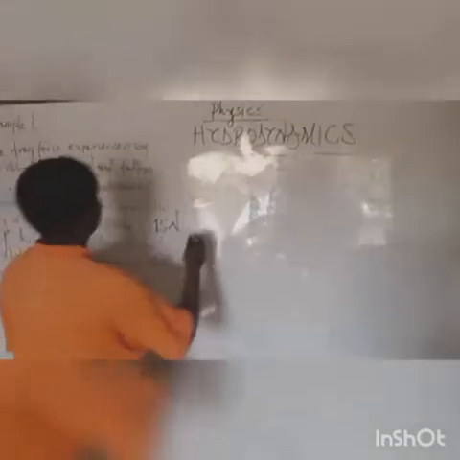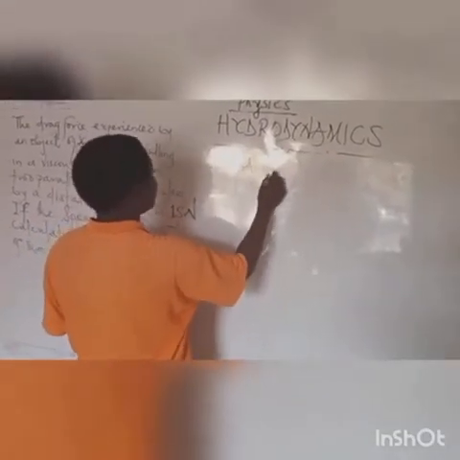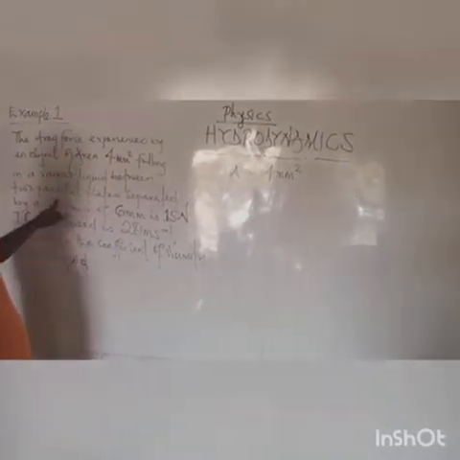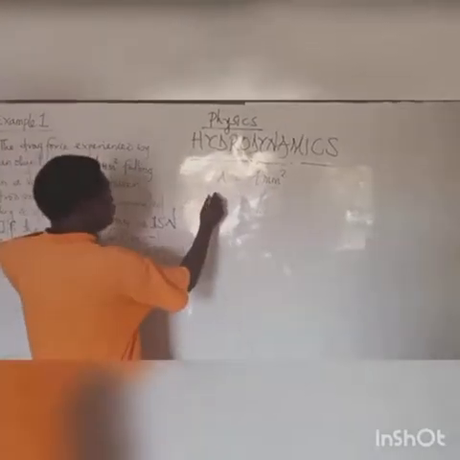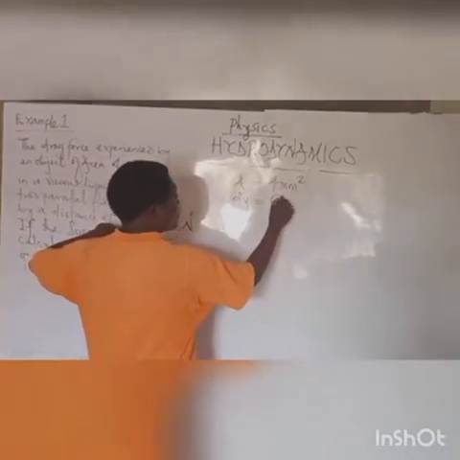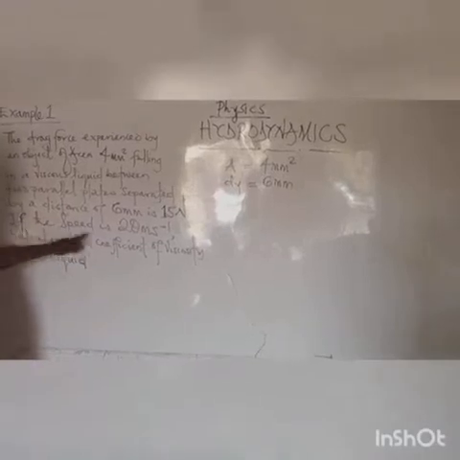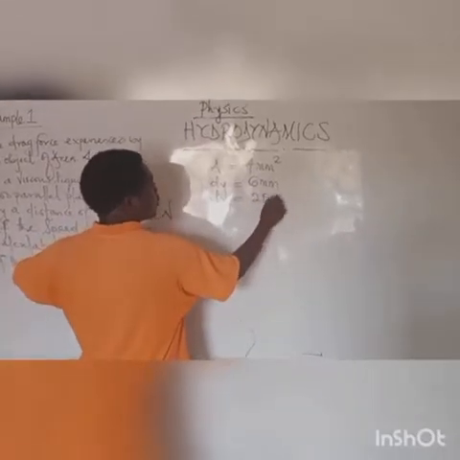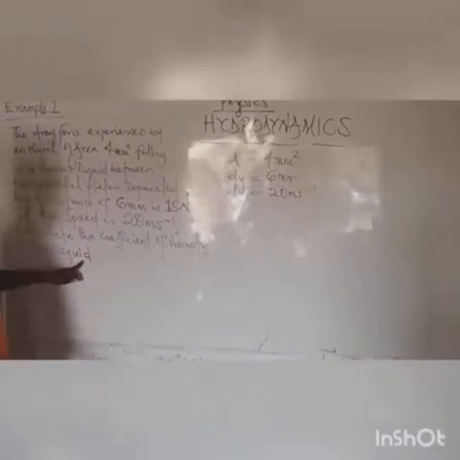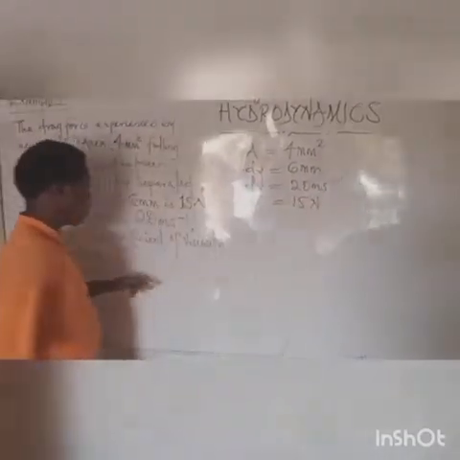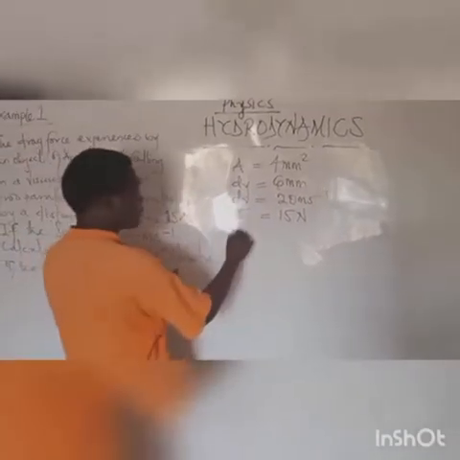Let us extract all the parameters in this question out. So we have area is equal to 4 millimeters square. Then we are also given the distance of separation, which is dy. dy is equal to 6 millimeters. Then we are given speed, which is dv, and that is equal to 20 meters per second. Now, we have to calculate. We are given force. Force F is equal to 15 Newton. We have to calculate the coefficient of viscosity.